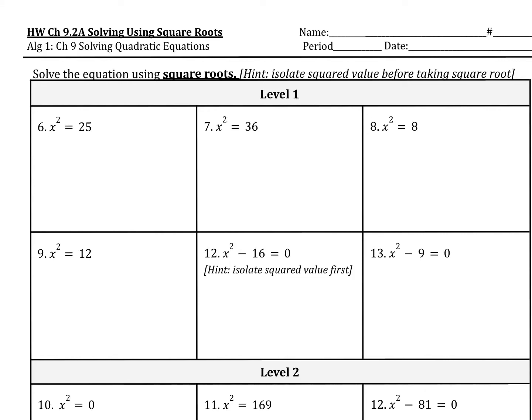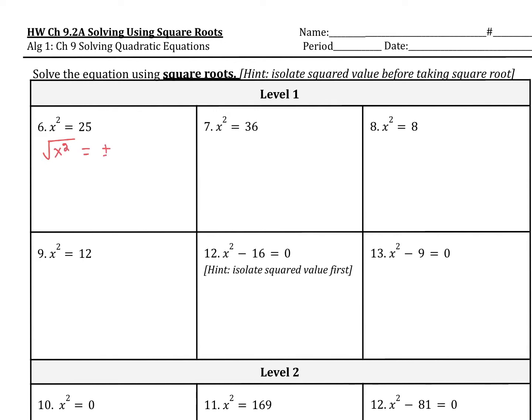Chapter 9.2a, Homework, Level 1. Number 6. You're going to solve this by using a square root. So first thing is to isolate the squared value. This one is already isolated. So you're going to take square root on both sides.